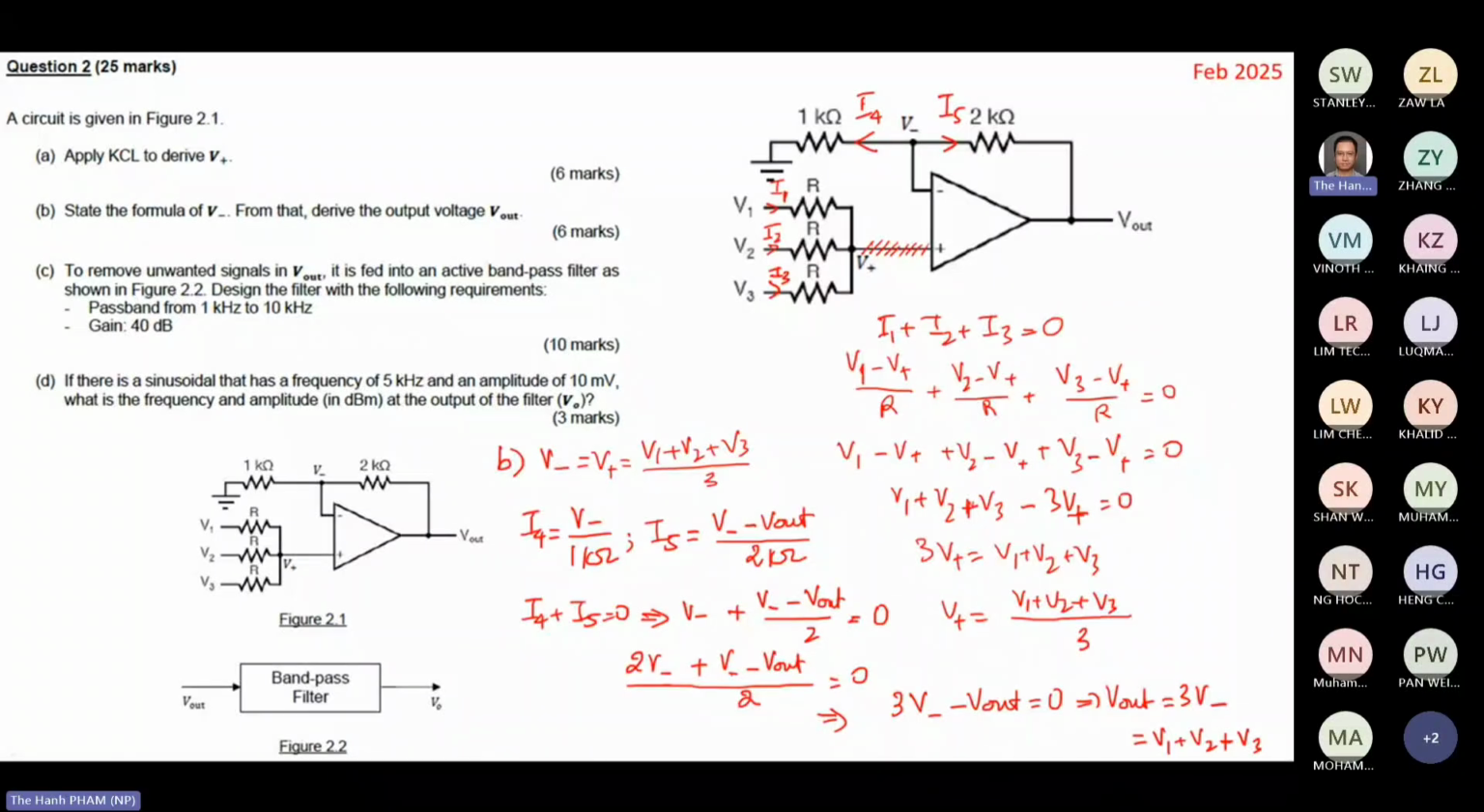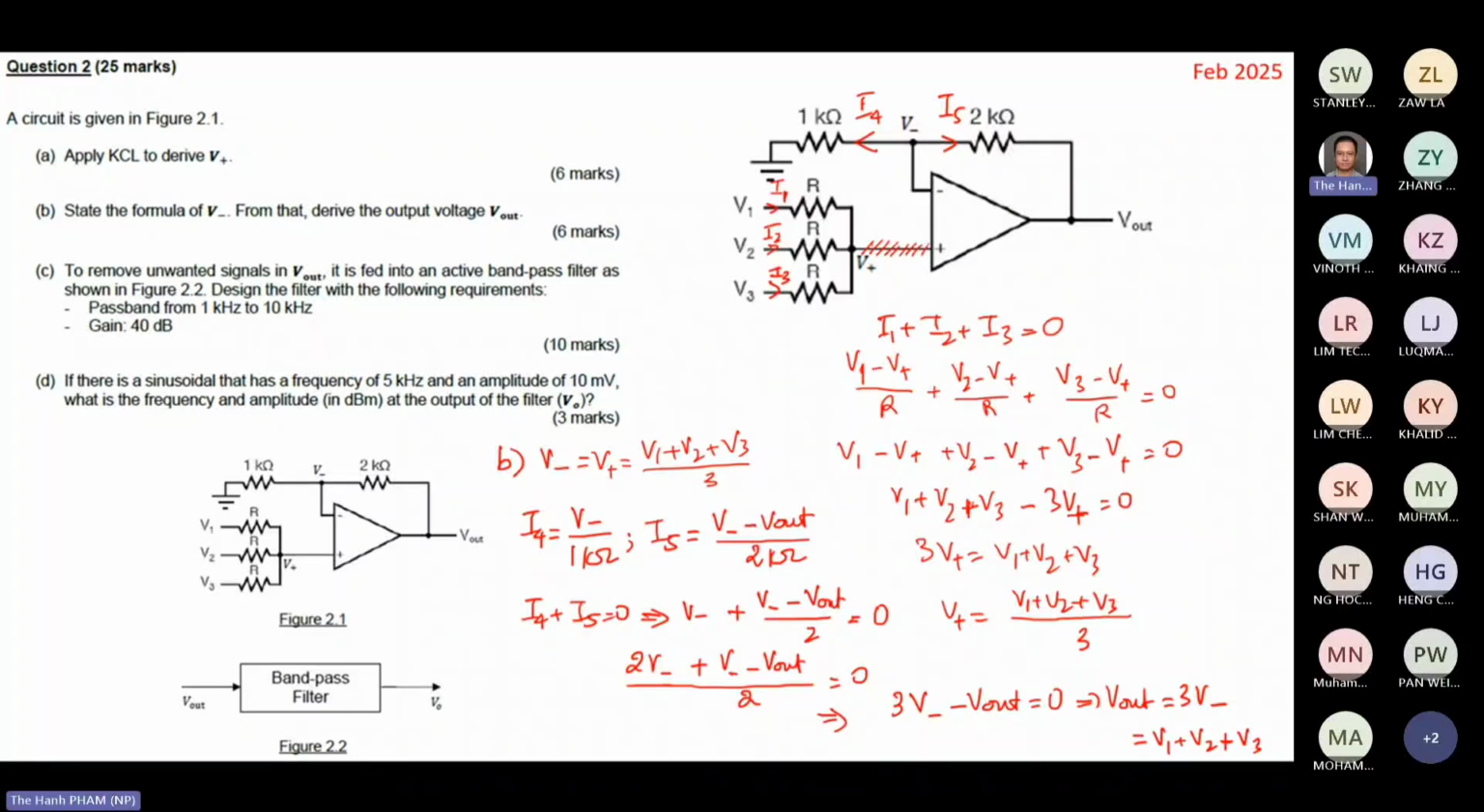So this question is quite easy, to be honest, because we did the analysis in our lecture, and now they ask you to redo the analysis. We look here, this is something similar to the non-inverting amplifier.